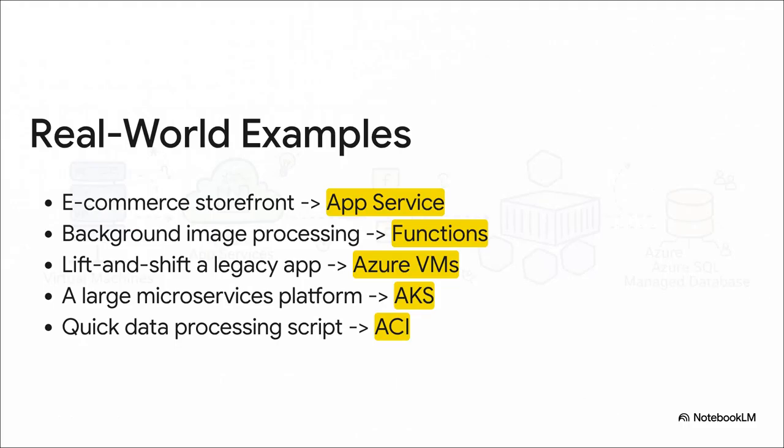Let's make this even more real. You're building a standard e-commerce website. That's a perfect fit for App Service. That background image processing we talked about, classic use case for functions. That ancient internal app that has to run on some old version of Windows Server, yep, that's a job for a VM. A huge, sprawling microservices platform for a bank? No question, that's AKS. And just need to run a quick data script? ACI all the way. These examples really help lock in the concepts.